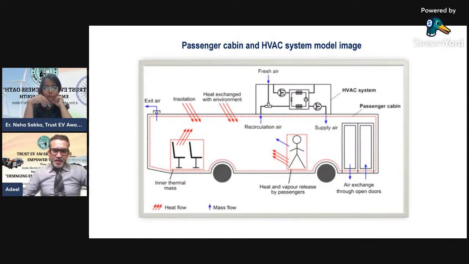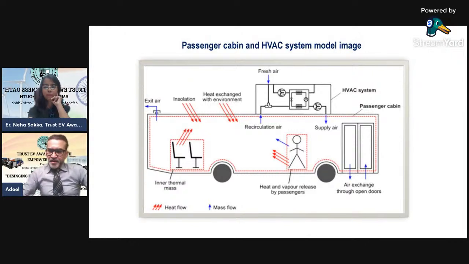Okay, now we're moving to our last few slides. Passenger cabin HVAC system model image. This is also a very important part of your vehicle to understand, which affects your mileage, your battery, your power, your strength, and everything.